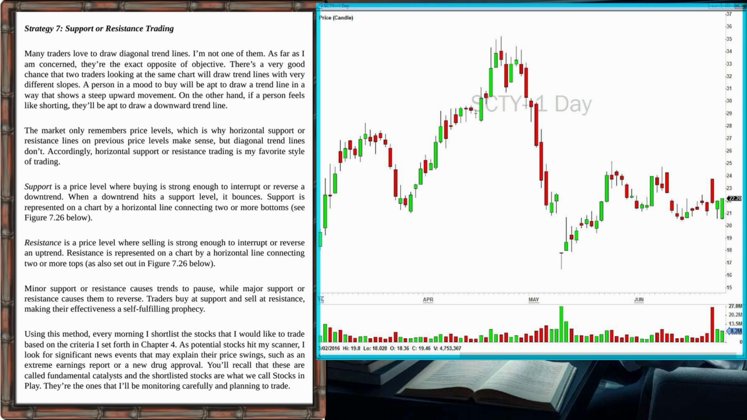Using this method, every morning I shortlist the stocks that I would like to trade based on the criteria I set forth in Chapter 4. As potential stocks hit my scanner, I look for significant news events that may explain their price swings, such as an extreme earnings report or a new drug approval. You'll recall that these are called fundamental catalysts, and the shortlisted stocks are what we call stocks in play. They're the ones that I'll be monitoring carefully and planning to trade.